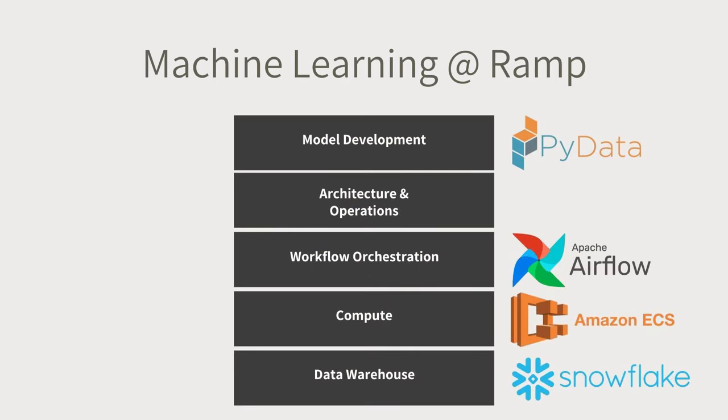So just a brief overview of our stack. We use Snowflake as our data warehouse. We orchestrate with Airflow, of course. That's why I'm here. A lot of our compute infrastructure runs in AWS ECS, so our backend services and certain batch jobs as well. And then our data scientists leverage the open source PyData stack, so scikit-learn, pandas, familiar faces.